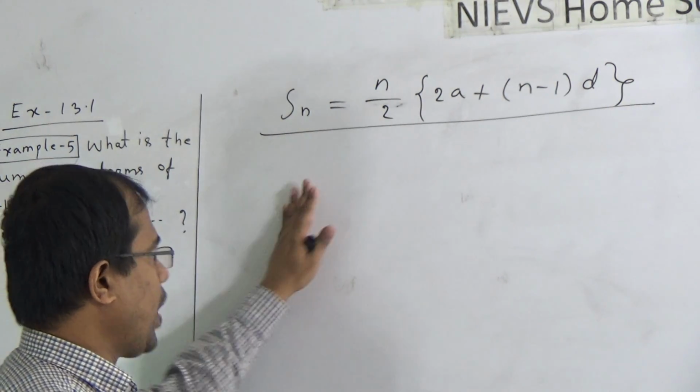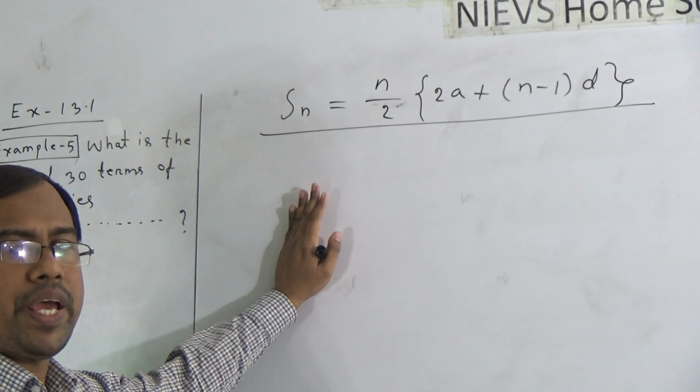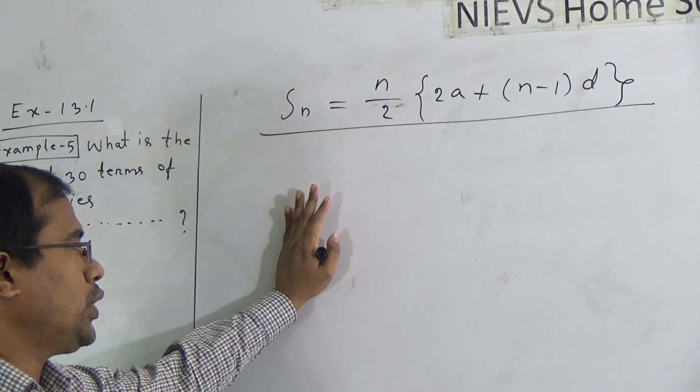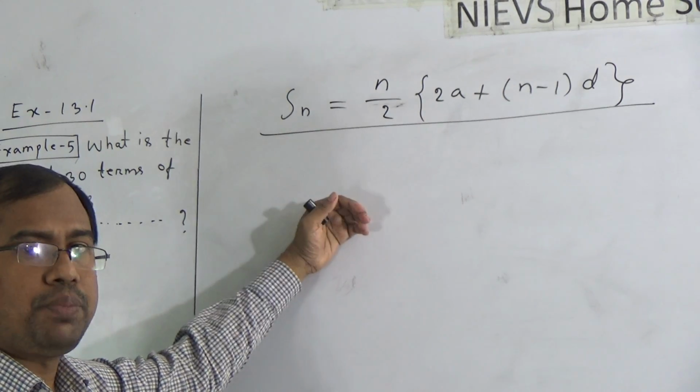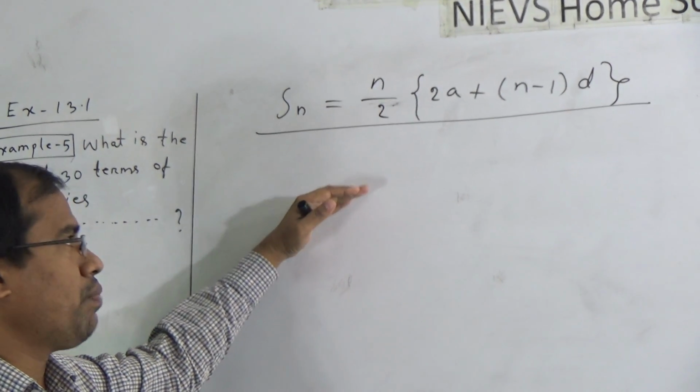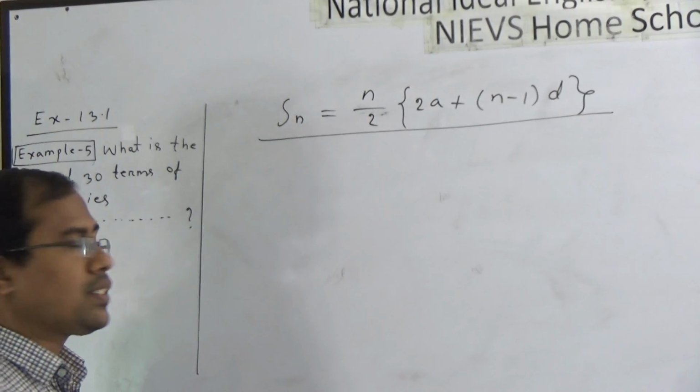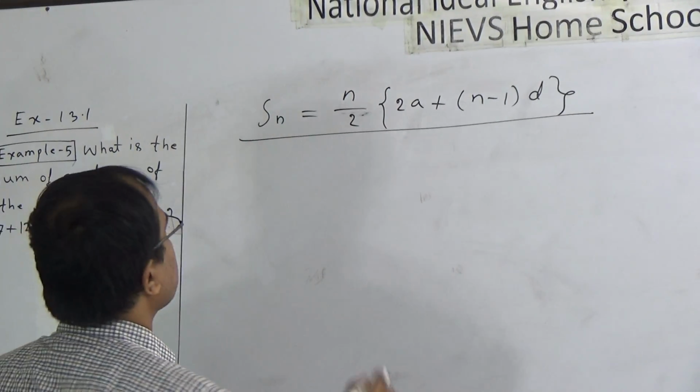For proving the formula, at first we will consider an arithmetic series whose first term is a, last term is p, common difference is d, number of terms is n, and sum of the n terms is Sn.